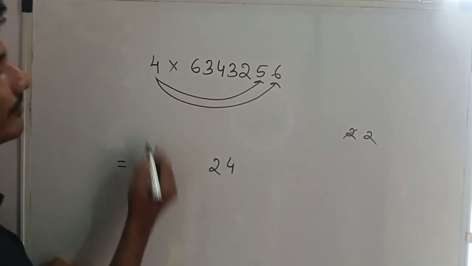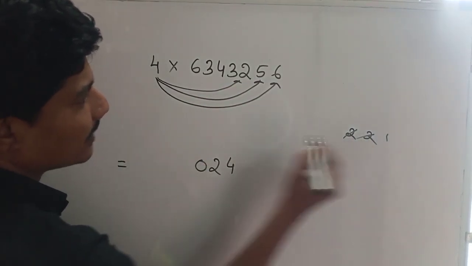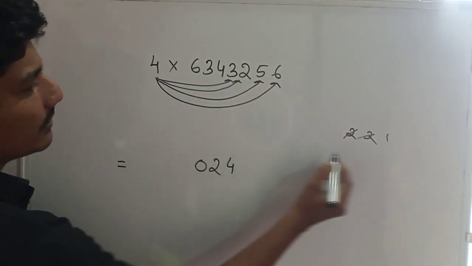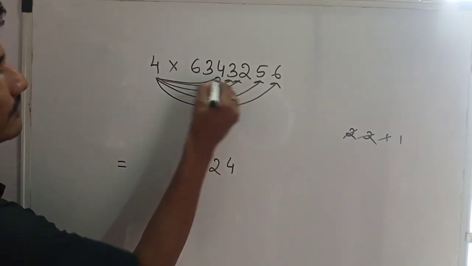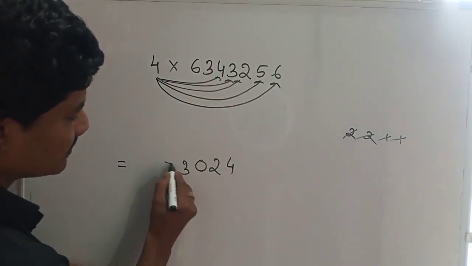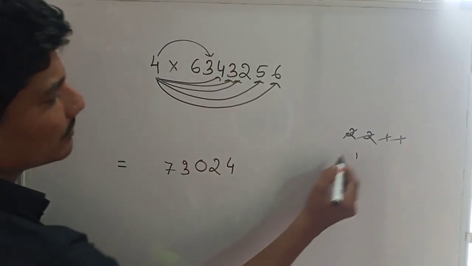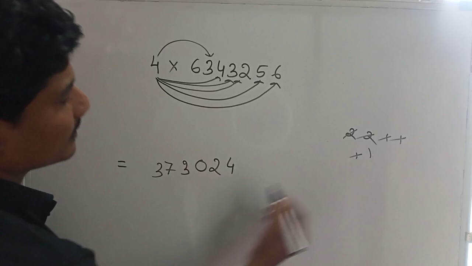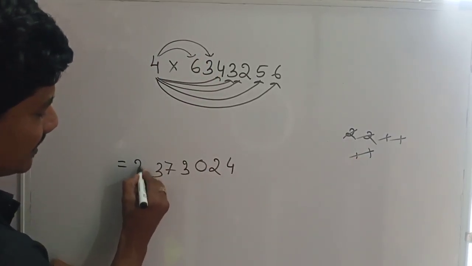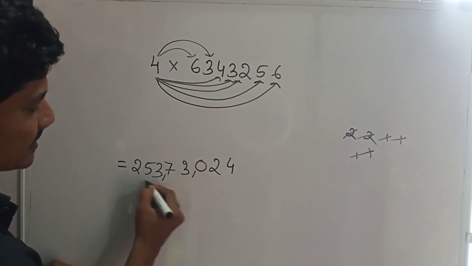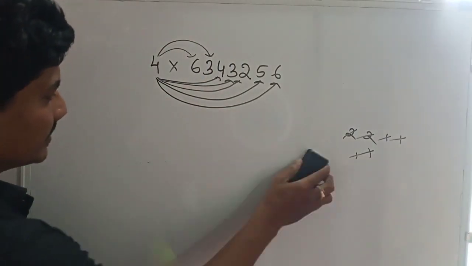Carry 2 again. 4 2s are 8. 8 plus 2, 10. Carry 1. 4 3s are 12. 12 plus 1, 13. Carry 1. 4 4s are 16. 16 plus 1, 17. Again carry 1. 4 3s are 12. 12 plus 1, 13. Carry 1 again. 4 6s are 24 plus 1, 25. This is the answer. 2,53,73,024 is the answer.